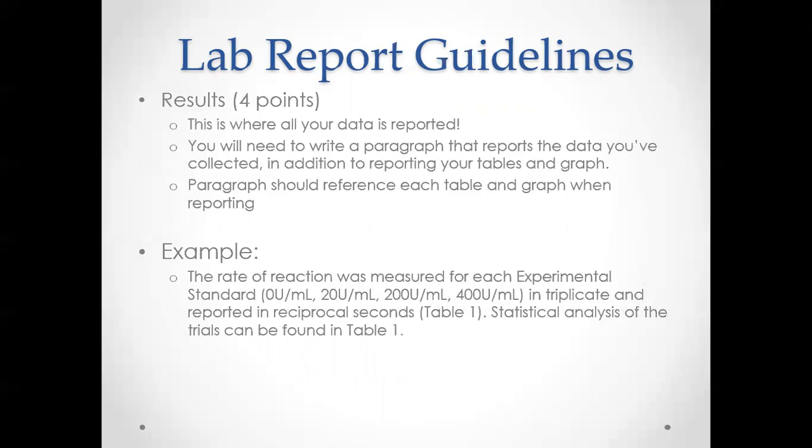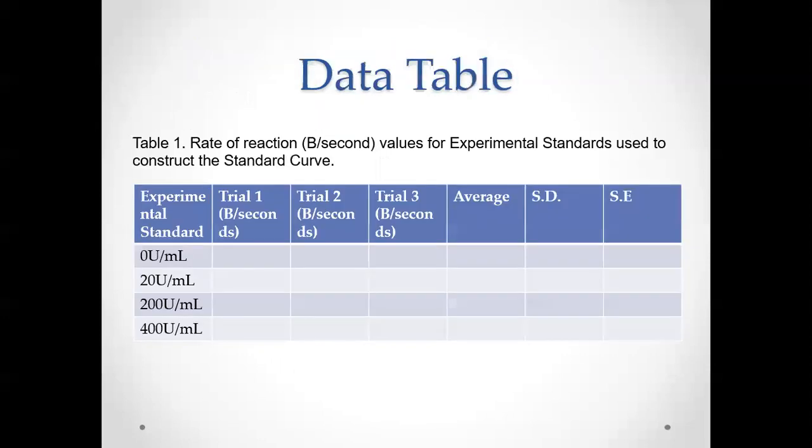For example, an excerpt from a lab report could state the rate of reaction was measured for each experimental standard. In parentheses, we've shown which standards are used. They were performed in triplicate and reported in reciprocal seconds. And then we tell the reader where to find this data. It is in Table 1. Your data table for your experimental standards should look something like this. Remember, when you are constructing a data table, you should have a table legend, which would be above your table.